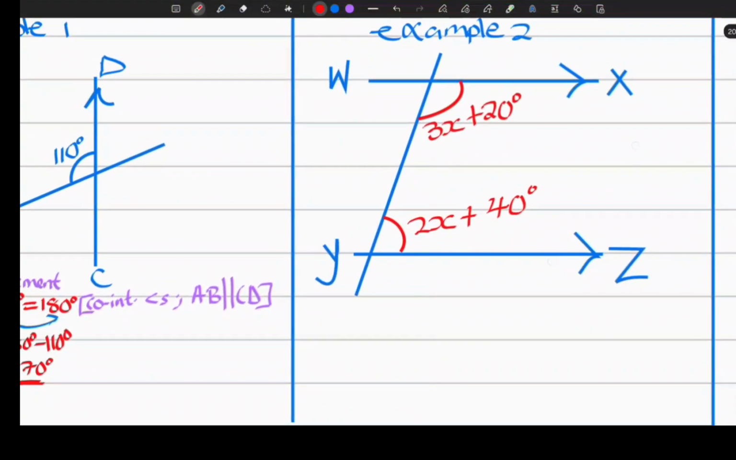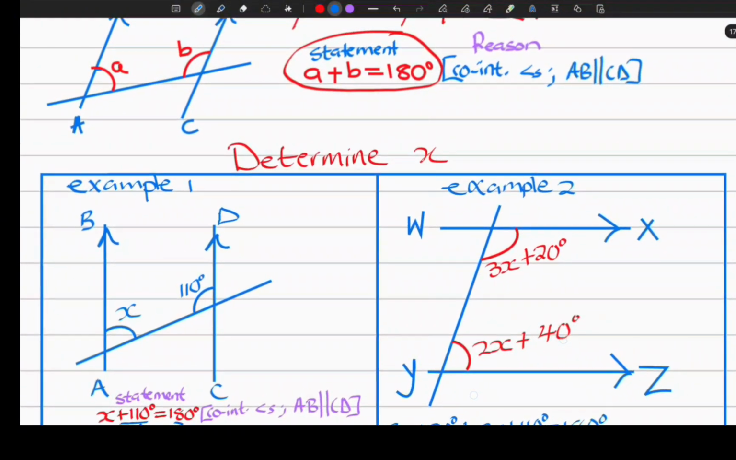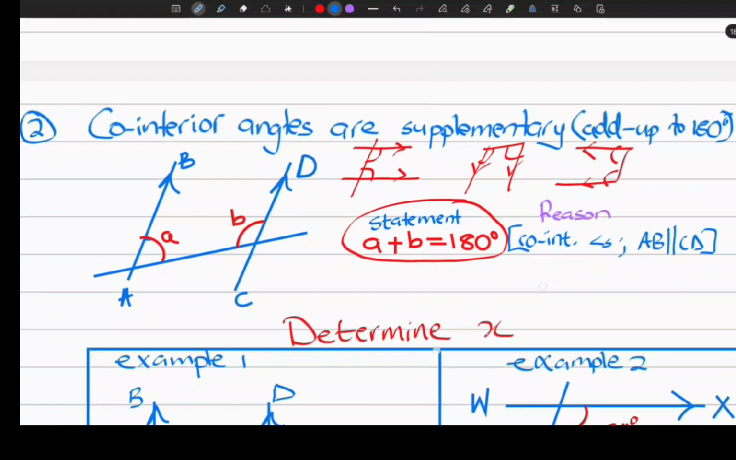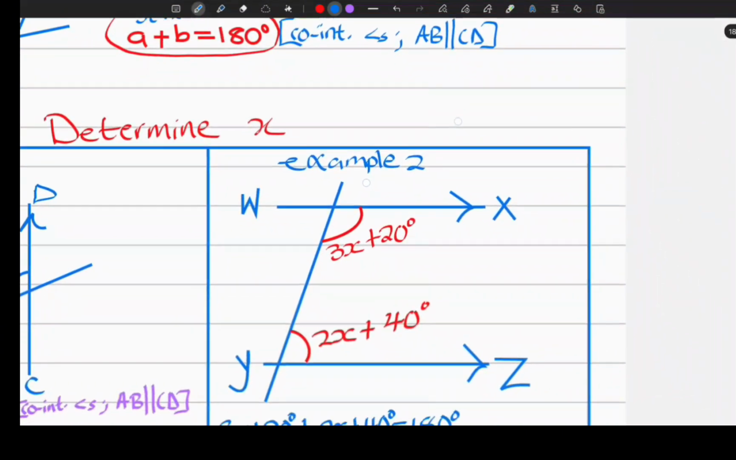In this diagram, we also have co-interior angles. And as we have already discussed, these two angles, once we add them, we should get an answer of 180 degrees. I'm going to write that mathematically. All I have done is to translate this theorem. Co-interior angles are supplementary, meaning that they add up to 180 degrees.